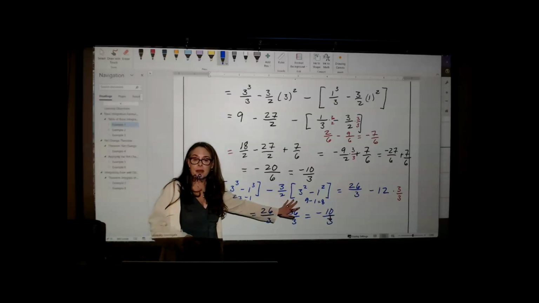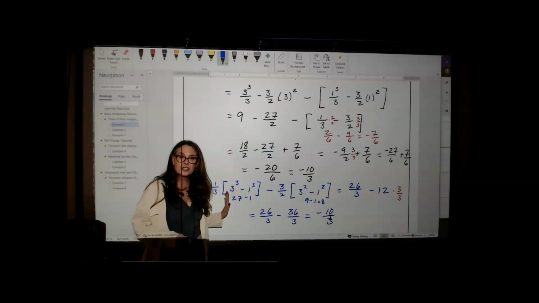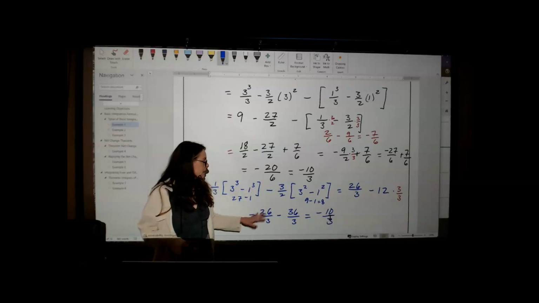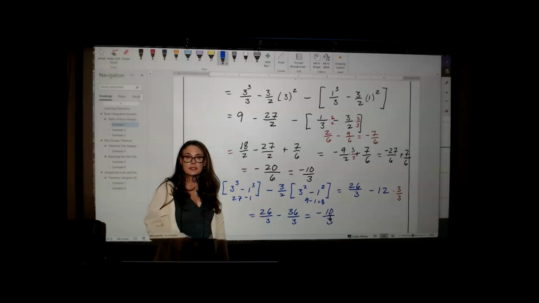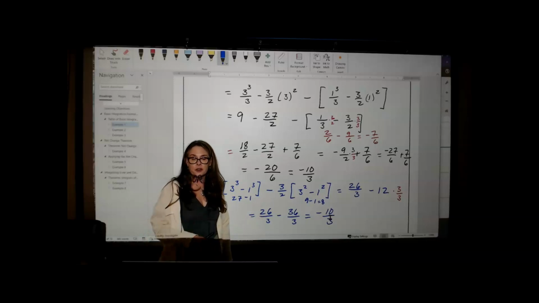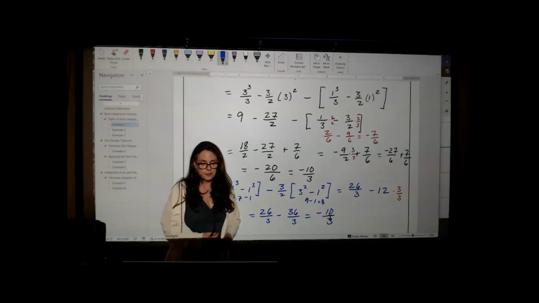I find the second method somewhat simpler because I like factoring out the fraction or constant at the front and then substituting the limits of integration into each term. Both are correct. You can do it either way. Choose the method that makes the most sense to you.